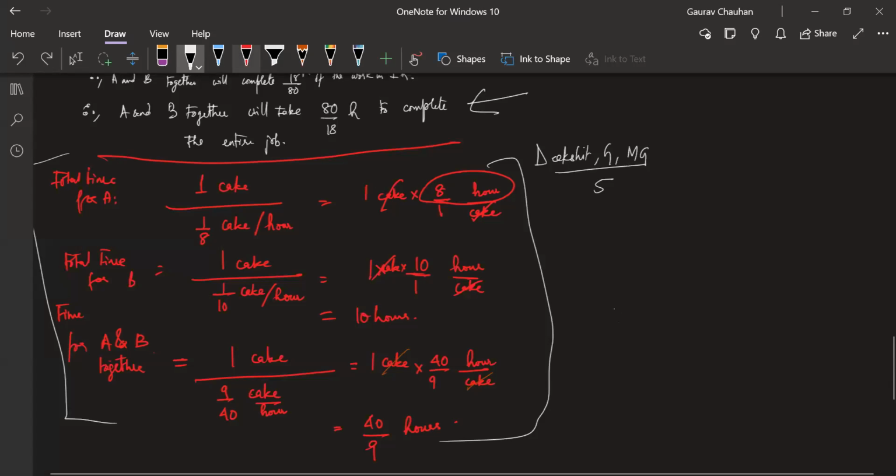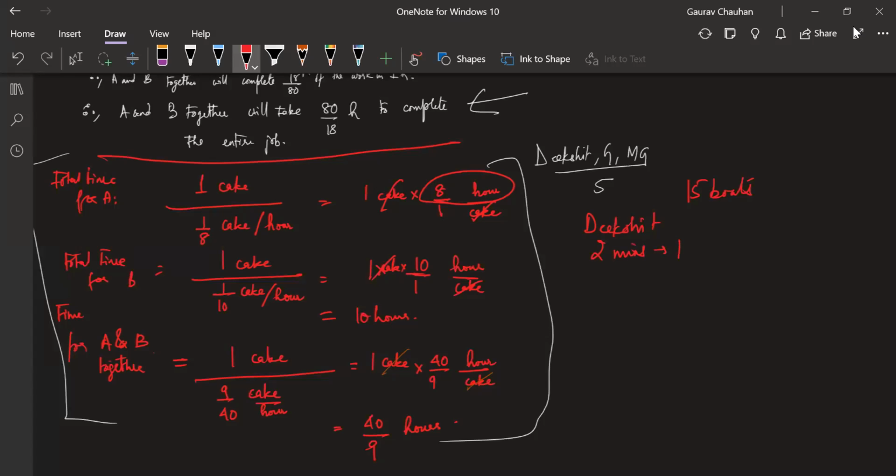Let me think about our boat example. I'm just going to write that on the right side. You don't have to copy that. But think about our boat example. There are 15 boats. How much boat will Dikshit make in 1 minute? Dikshit is making 1 boat in 2 minutes, and I am making 1 boat in 1 minute.